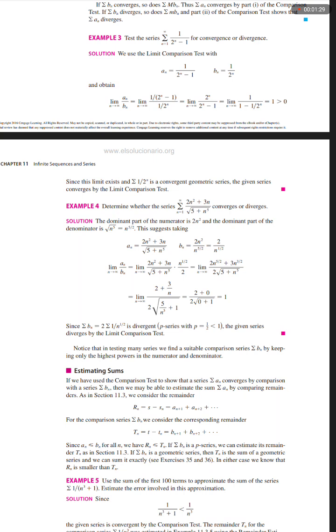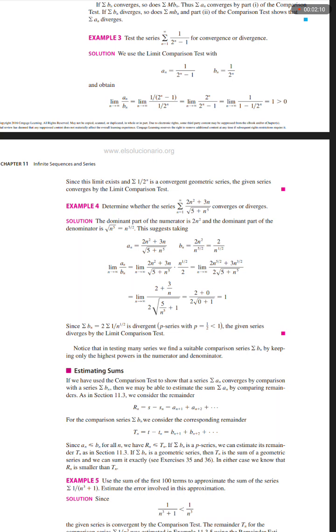Example 4, determine whether the series, the sum from n equals 1 to infinity of 2n squared plus 3n over the square root of 5 plus n to the 5th power converges or diverges.